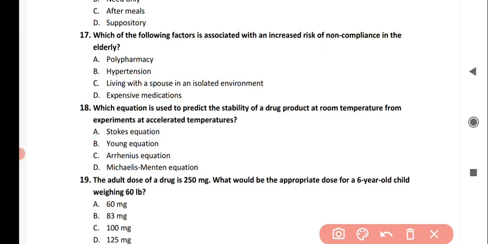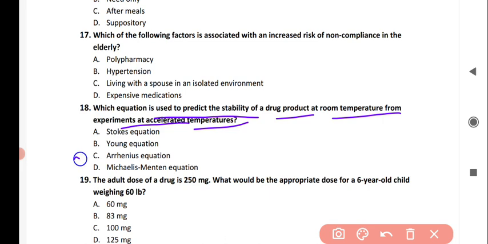The next question is, which equation is used to predict the stability of a drug product at room temperature from experiments at accelerated temperature? So we have to find the equation which is used to predict the stability of a drug product.